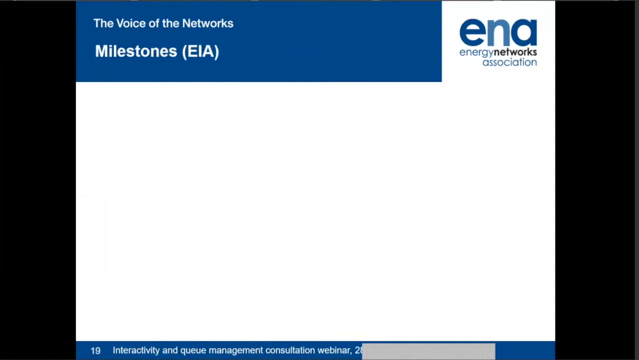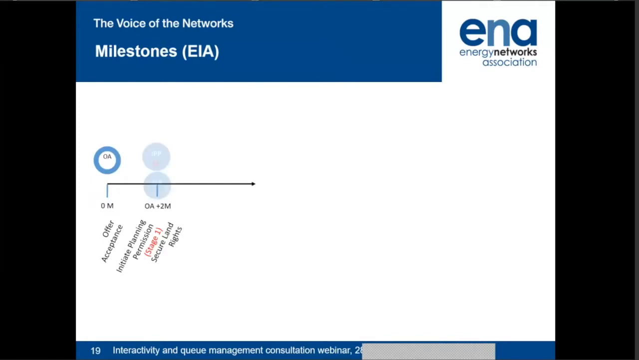Just to clarify before I do move on, if an EIA is required, this is already within the existing milestones set by the ENA. There is some slight changes if an EIA is required for your project. Largely, the requirement to initiate planning permission is split into 2 stages. So within 2 months, you're required to demonstrate that you've secured land rights under the evidence requirements set by this policy.